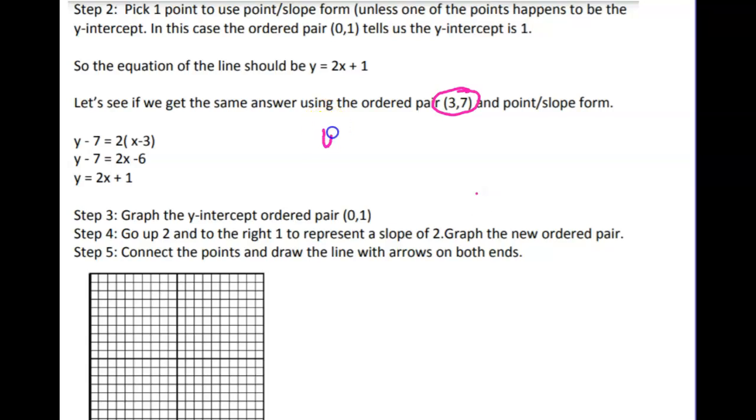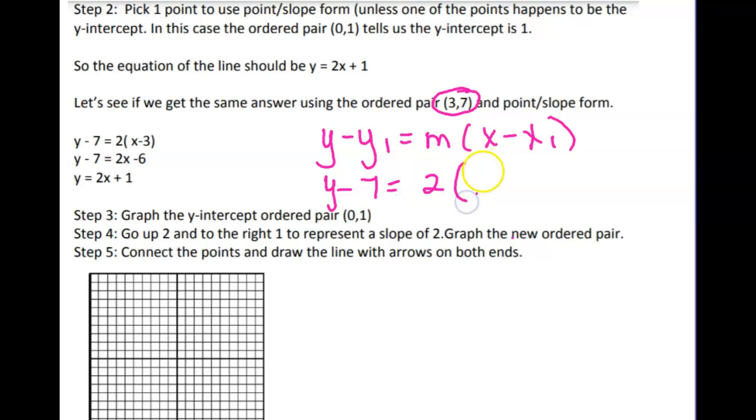So we're going to use point-slope form, and this is what we learned last week, okay? So it's y minus y sub 1 is equal to m times x minus x sub 1. And I just plug in the values. y minus 7 is equal to, we said our slope was 2, and then we would get x minus 3. Okay, distribute it, y minus 7 equals 2x minus 6. And then when we added 7 here, you can see we did it right here to both sides. We end up with the same equation. y equals 2x plus 1.